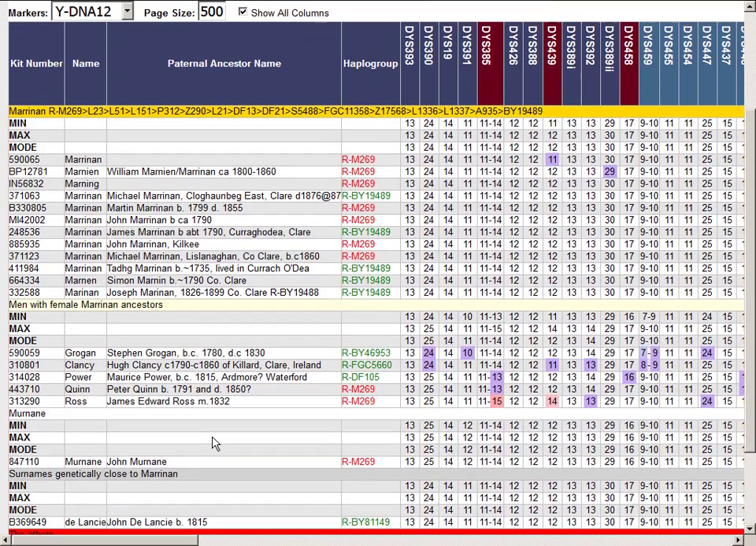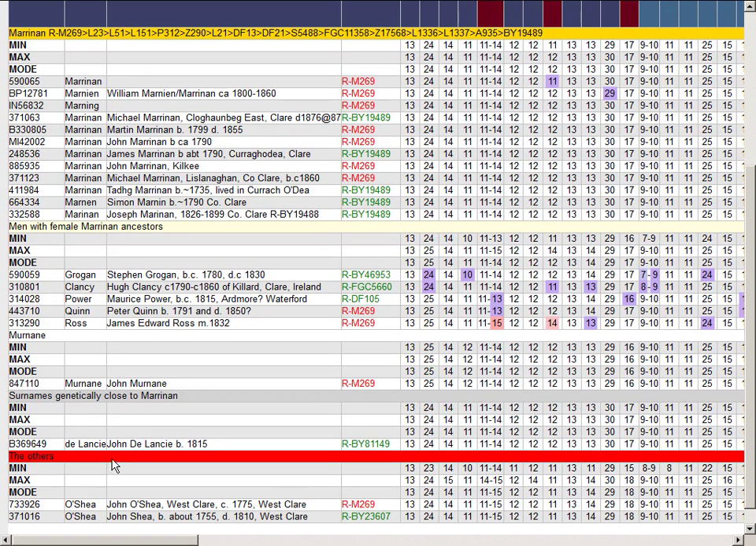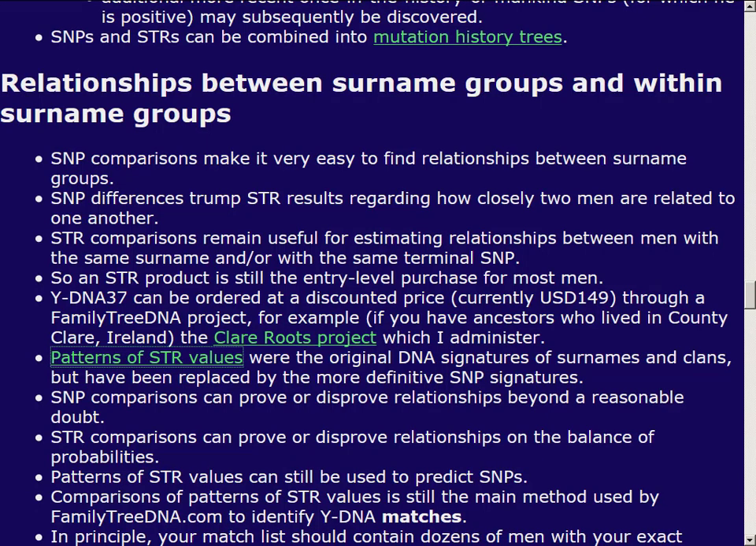Then we've men with female Marnan ancestors that we let into the project. Then there's a theory maybe Marnan is a variant of Marinan, but we've one Marinan, he doesn't match the Marnans at all, and certainly on that sample of one, we reject that theory. And then the Delanceys, one branch of the Clancys, they're genetically close to the Marinans, but back before the surname era. And I'm not sure why the two O'Sheas joined. There's no known Marinan ancestry, so they're down at the bottom.